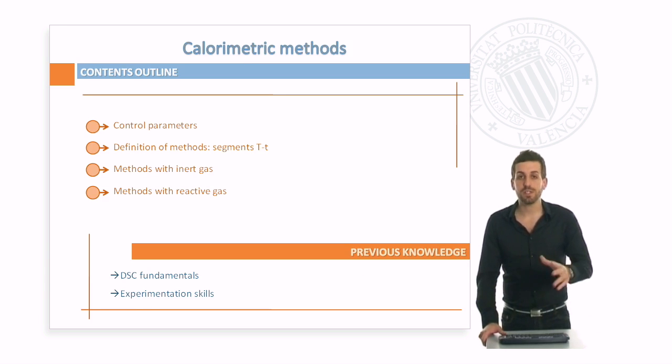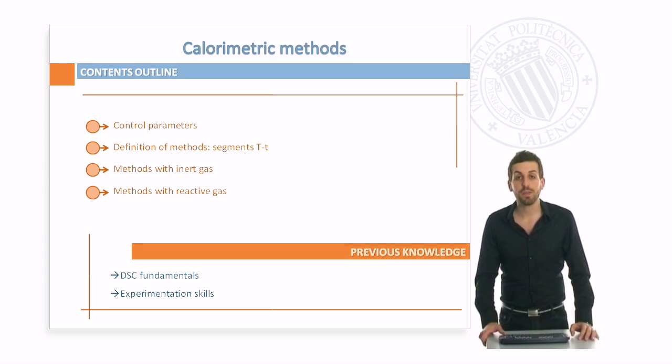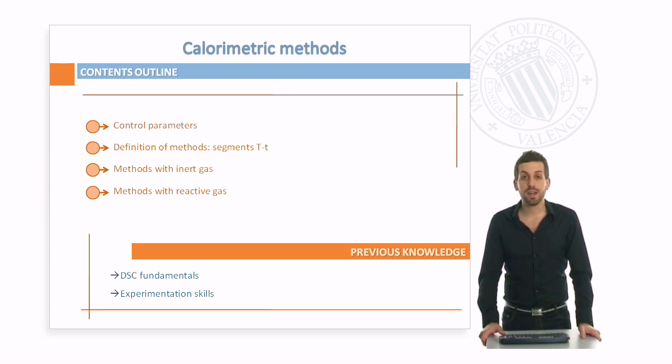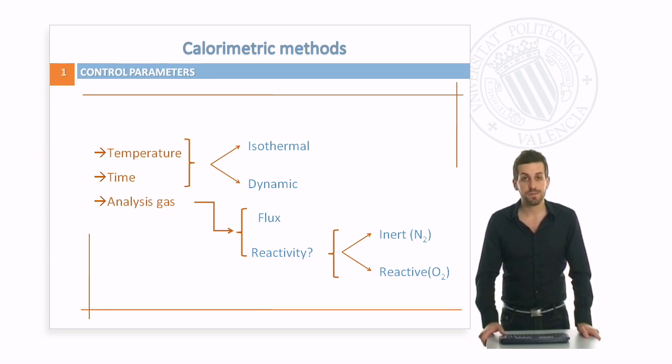First of all, we will see which are the main parameters that have to be controlled in order to perform a suitable experiment. Then we will see how to define our methods by means of different segments relating temperature and time. And then we will see some methods employed with inert gases and then with reactive gases. Regarding the previous knowledge, you have to know some DSC fundamentals as well as experimentation skills. Let's start then with the parameters.